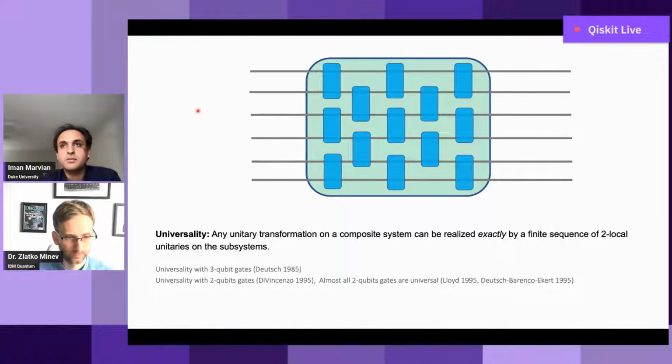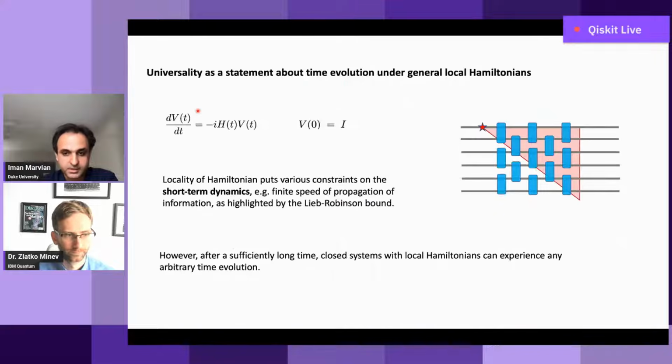But in my mind, although this result was discovered in the context of quantum computing, it actually captures a much more fundamental fact about the dynamics of composite systems with local Hamiltonians. So we know that locality of interactions imposes various types of constraints on the time evolution of a composite system. For example, locality implies a finite speed of propagation of information, as is captured by the Lieb-Robinson bound. And so it means that information cannot propagate arbitrarily fast in the system.